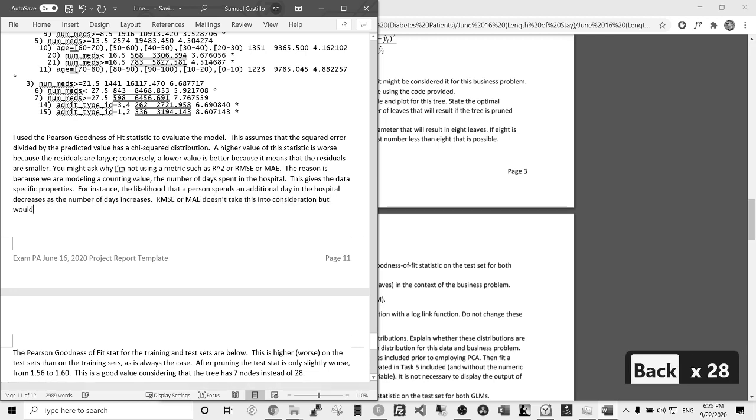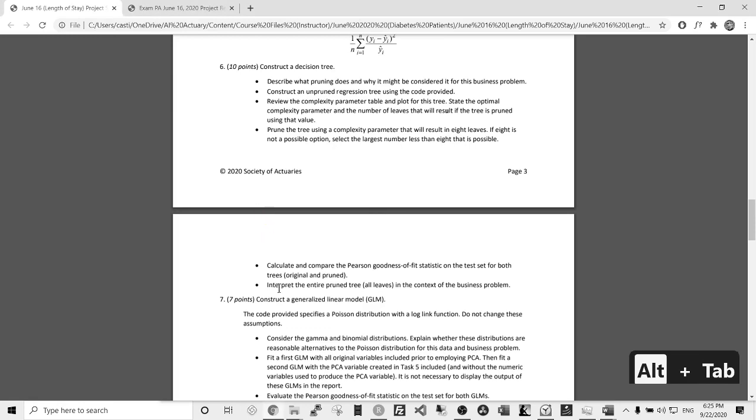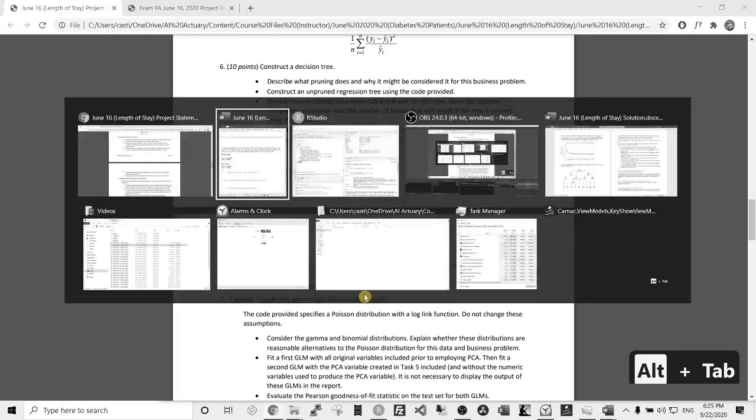Okay, so the next part was interpret the entire pruned tree, all leaves in the context of the business problem.